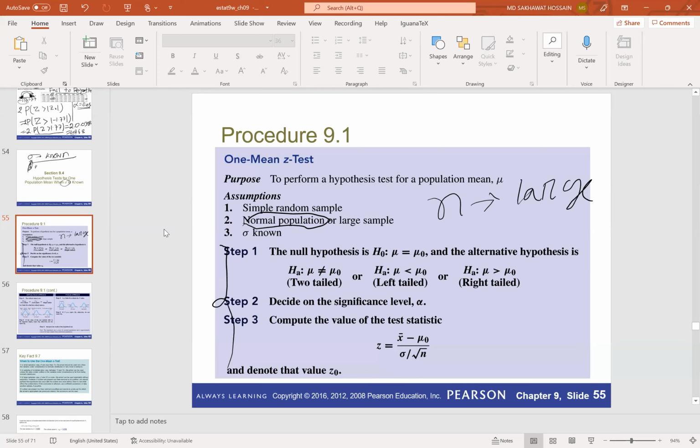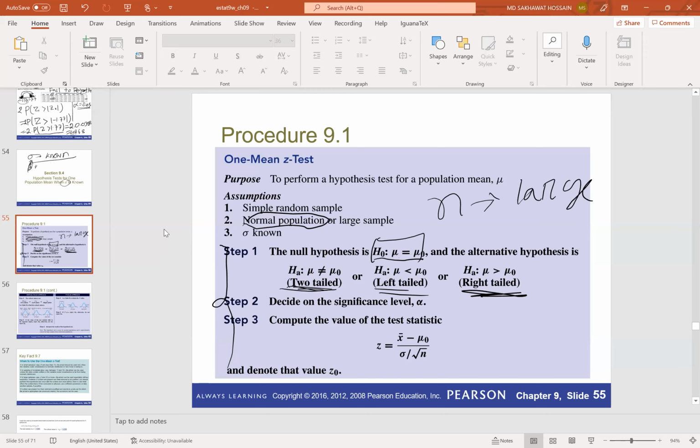Step one is the null hypothesis, H0. This is always H0: mu equals mu0, mu equals a specific, particular value. We can also have different nulls, but in this course, we'll just go with this one. And for the alternative hypothesis, we can have three types of alternative hypothesis. This one, this one, this one. And based on this, we'll determine the tail of the test.